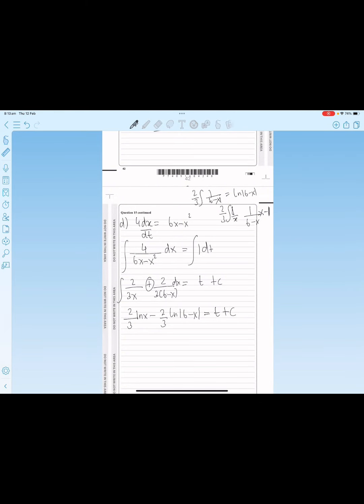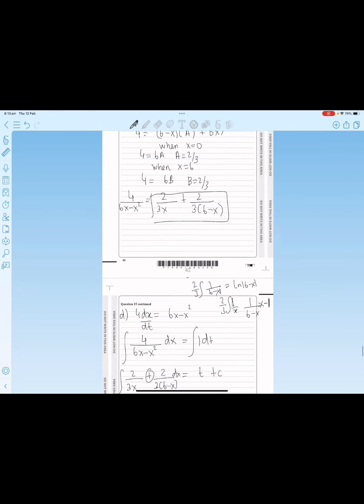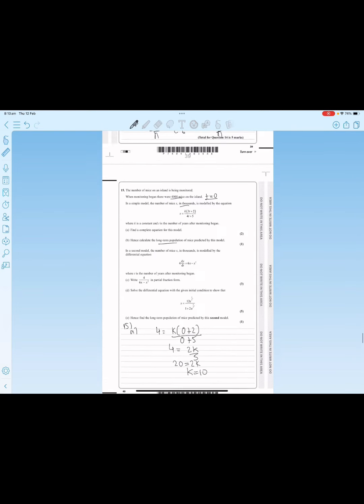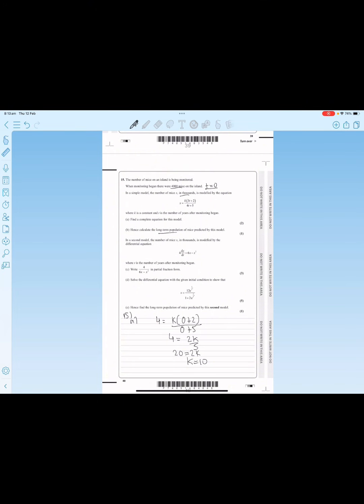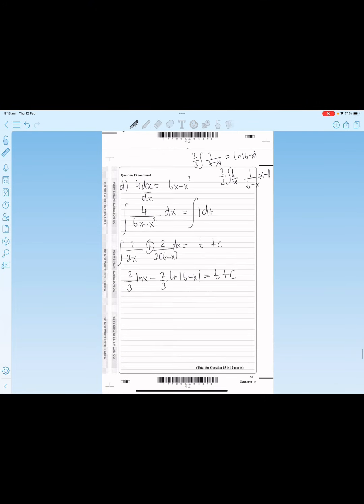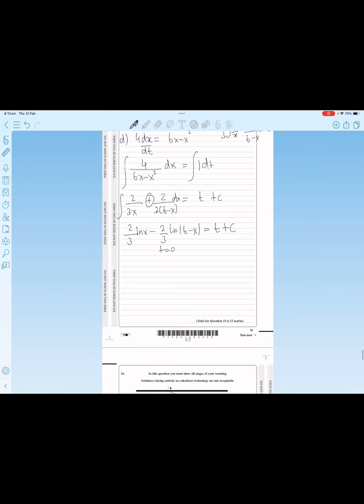I'm just checking if all my working is correct up till here. It should be fine. Yeah, that's fine. Now we can use the initial condition that it stated. It said when t is equal to 0, there are 4,000 mice measured in thousands. So therefore, I can say t is equal to 0, x is equal to 4, because it's 4,000. So therefore, 2 over 3 ln 4 minus 2 over 3 ln 2, because it's 6 minus 4, is equal to t, which is 0 at this time, because initially there were 4,000 mice, so time is 0.